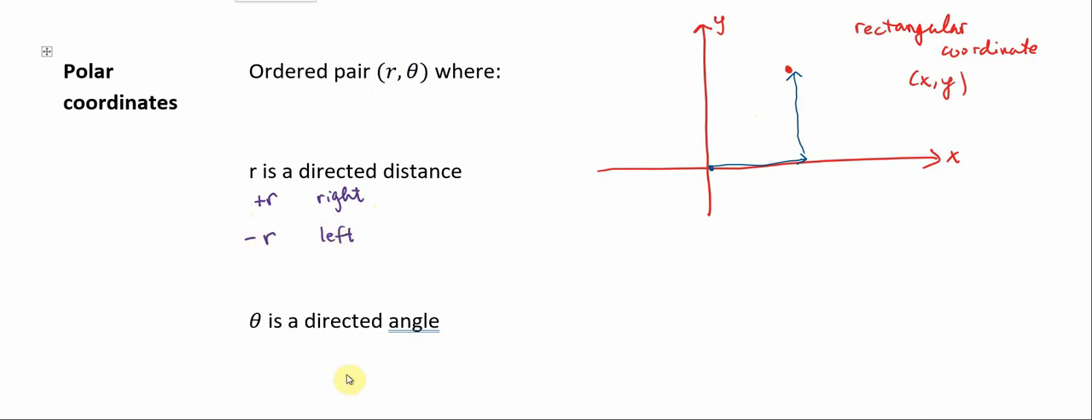Okay. Theta is a directed angle. If theta is positive, or theta is greater than 0, that means we are rotating counterclockwise. And if theta is negative, less than 0, then we are rotating clockwise. So for theta, it's kind of what we learned in the unit circle and how we rotate there. R here is a little bit different. In the unit circle, we're always starting on the positive x-axis. In polar coordinates, we can start on the left or the right of the y-axis.